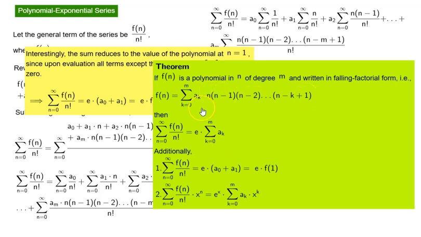And in the next session, we will look at some examples. So that was polynomial exponential series.